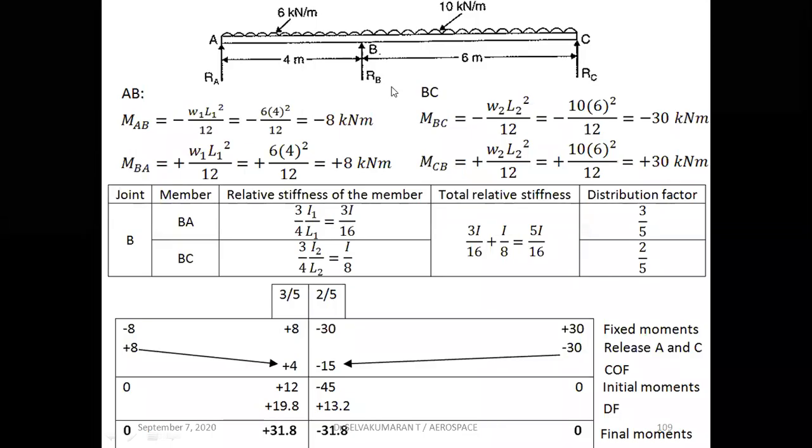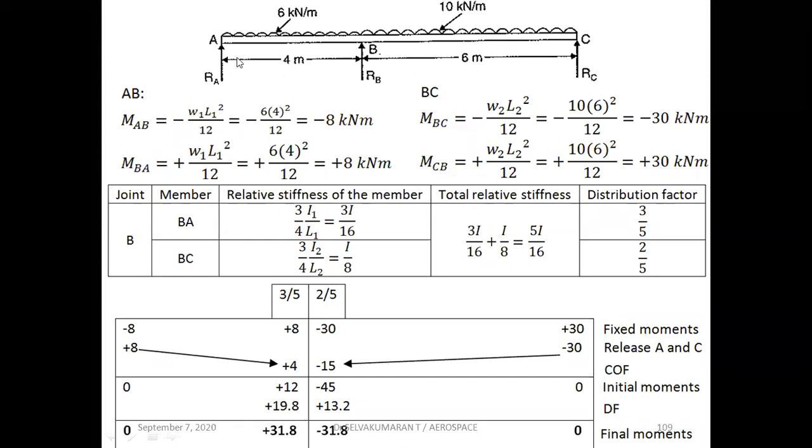Let us determine the support moments for the given loading conditions. Here is a continuous beam having supports at A, B, C and two spans, 4 meter and 6 meter: AB and BC. On AB it is subjected to a UDL of 6 kilonewton per meter and on BC 10 kilonewton per meter. For the given loading conditions we have to find out the support moments.